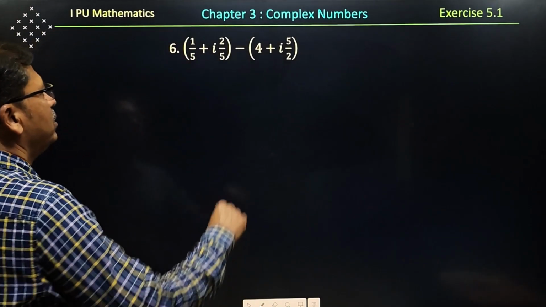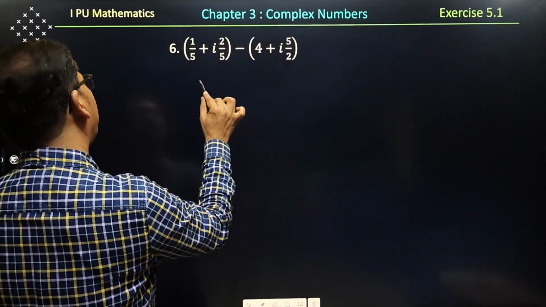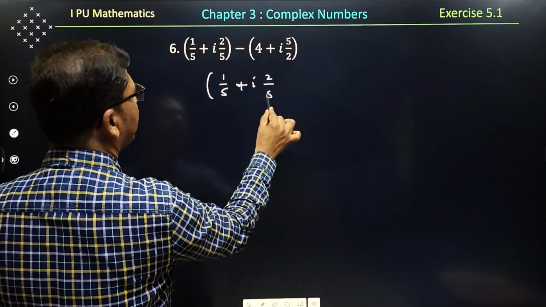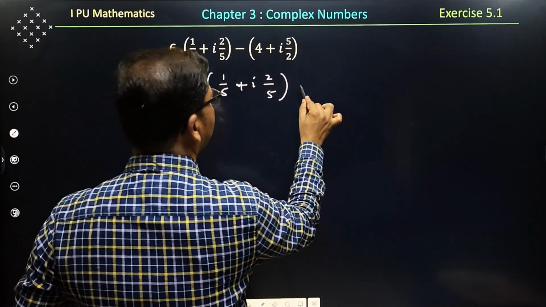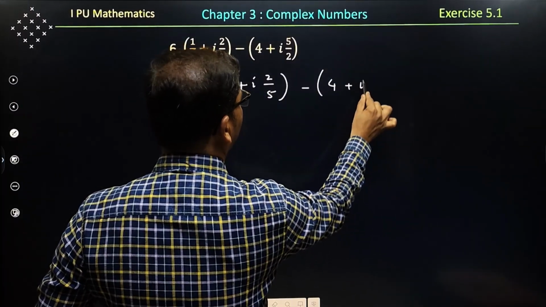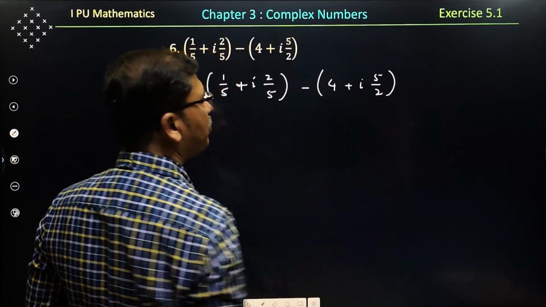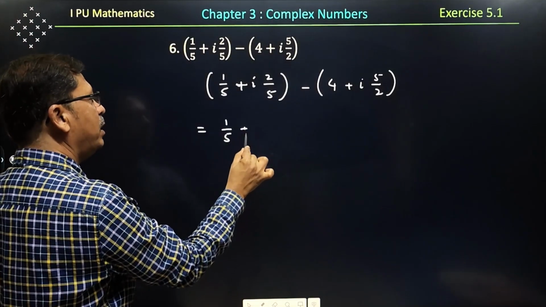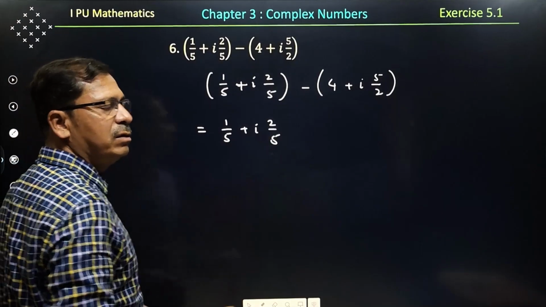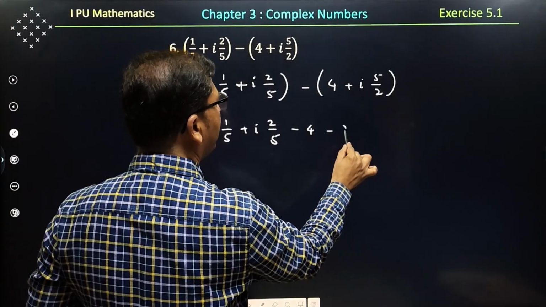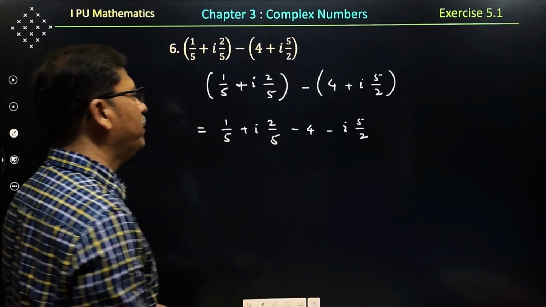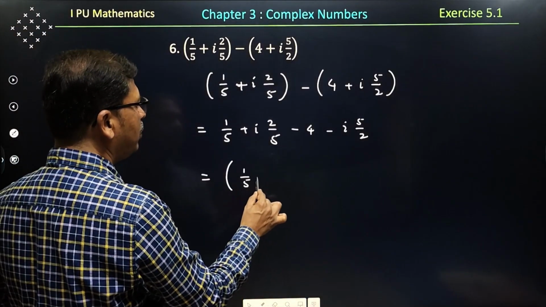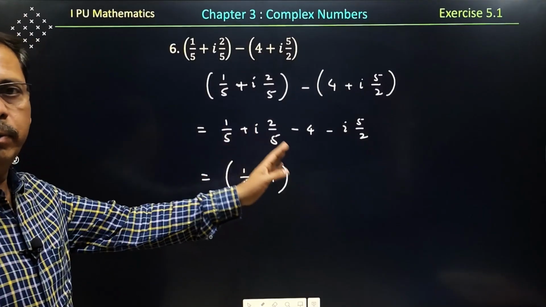Very simple here. So you take 1 by 5 plus i into 2 divided by 5. Next, minus of 4 plus i into 5 divided by 2 you take here. Now this is equal to 1 by 5 as it is, plus i into 2 divided by 5. Next, minus 4 minus of i into 5 divided by 2 here. Let us simplify. I would like to club the real parts. 1 by 5 you club with minus 4.